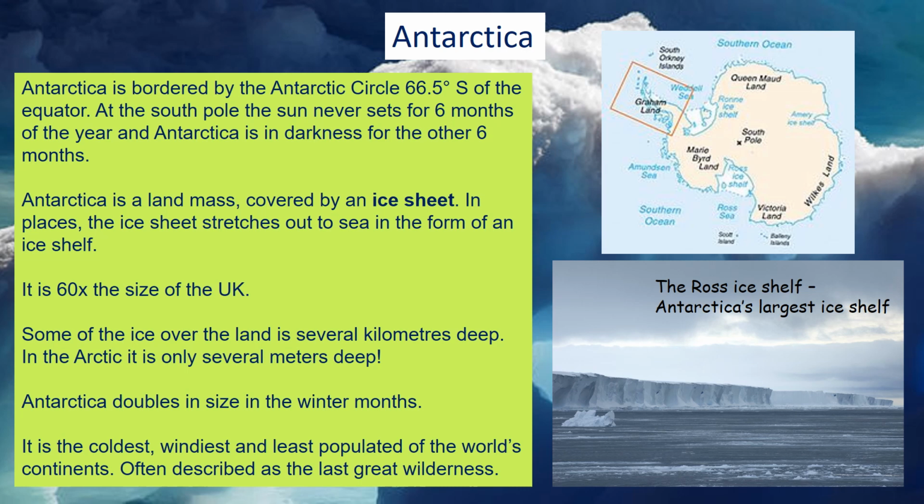Antarctica doubles in size in the winter months. The Arctic Ocean more than doubles in size in winter. So they're both expanding in winter and shrinking in summer. And Antarctica is the coldest, windiest, and least populated of the world's continents. It's often described as the last great wilderness.